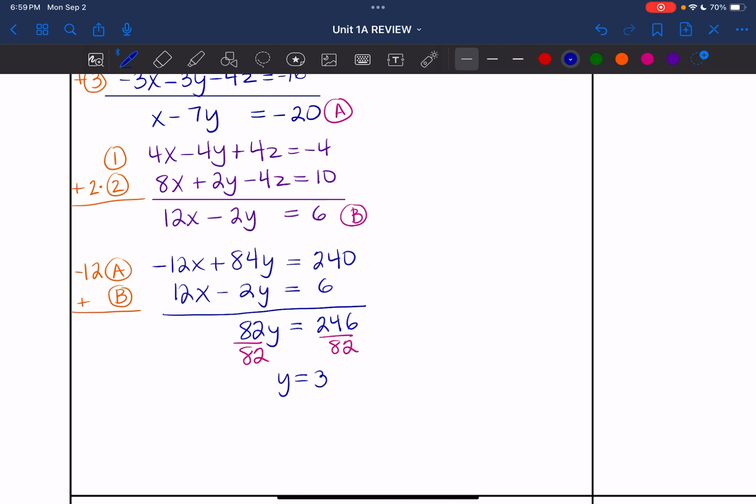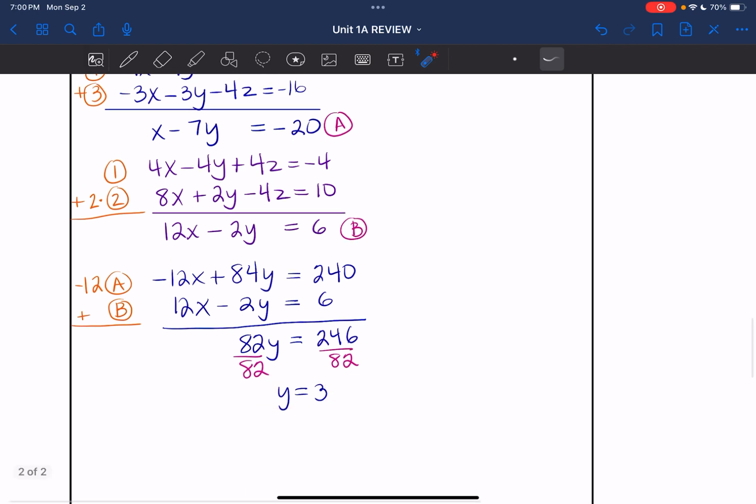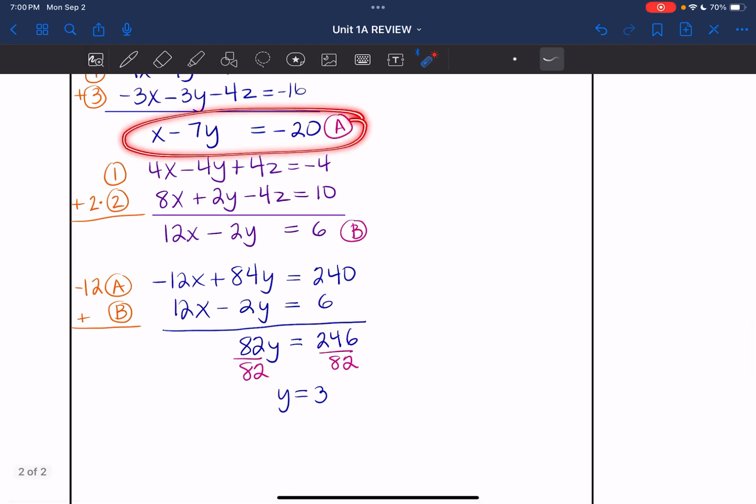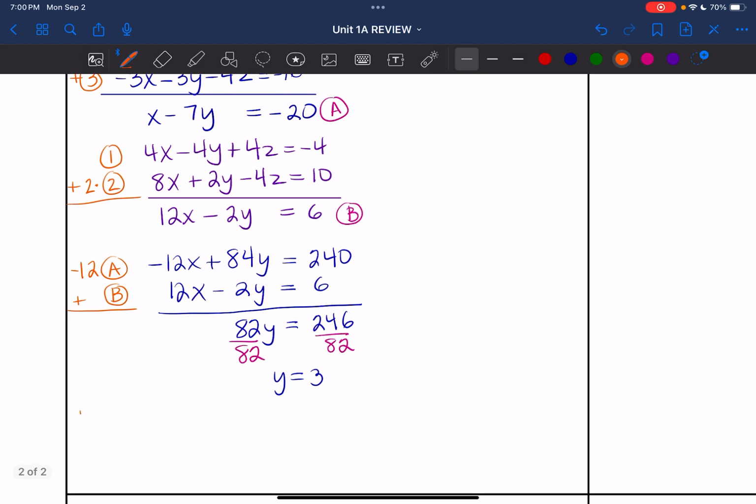As soon as you can get one variable, the other two come kind of faster just because they're easier to solve using substitution. So since I know that y is 3, using either equation A or equation B, one of these two, I'm going to plug in my 3, that way I can solve for x. I like using the one with smaller numbers, so let's use equation A. So for this step, I'm going to say plug into equation A.